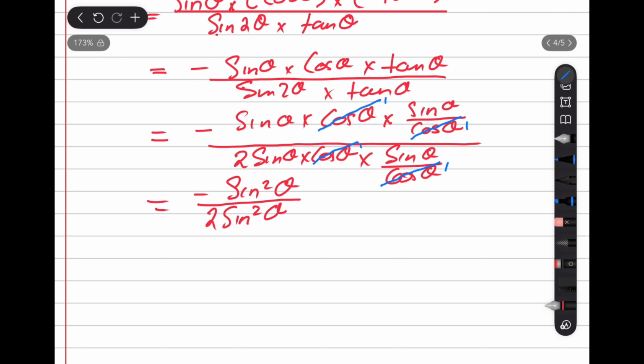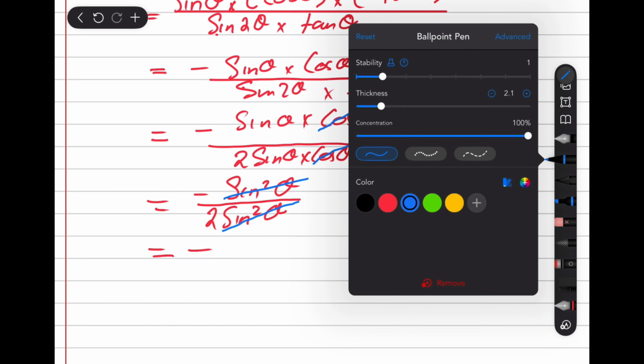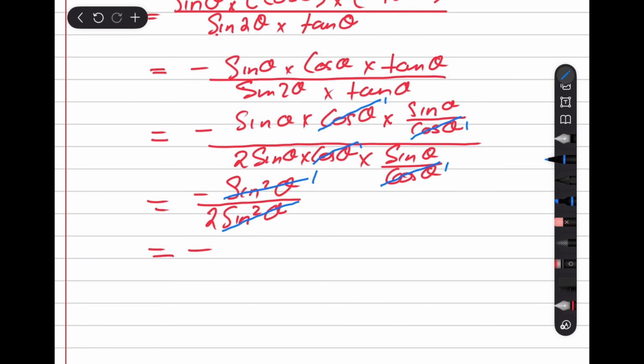Alright, so that's what we are having there. Then the other thing that we have here, let's have a look at this. We are having sine squared theta all over 2 sine squared theta. Remember that our expression is still negative, so we still have negative here. So what's going to happen? We know that this sine squared theta is going to divide out with sine squared theta, leaving us here at the top with a 1.